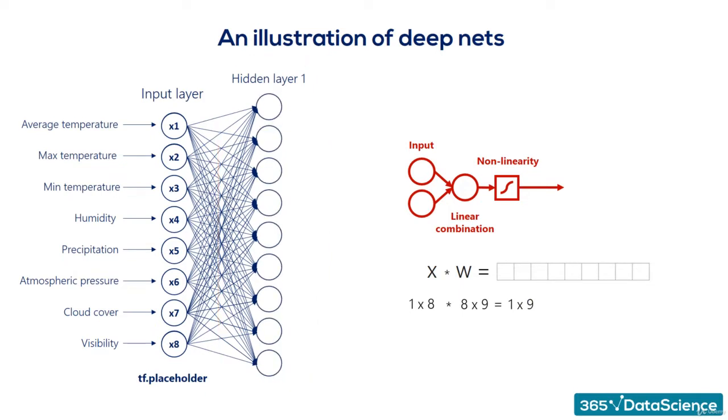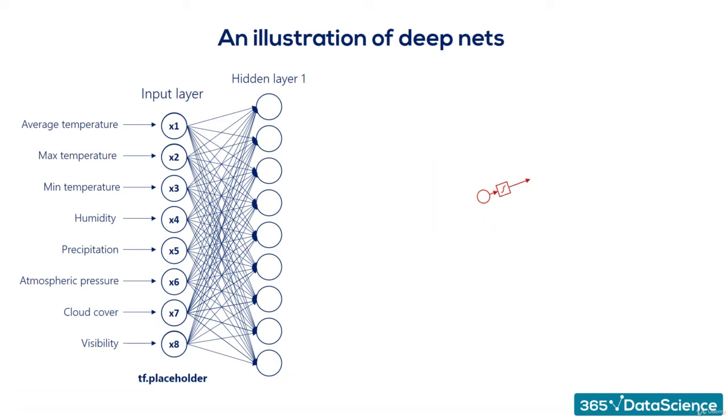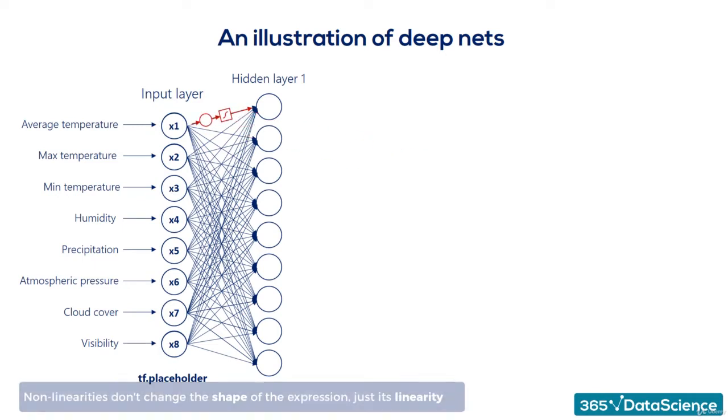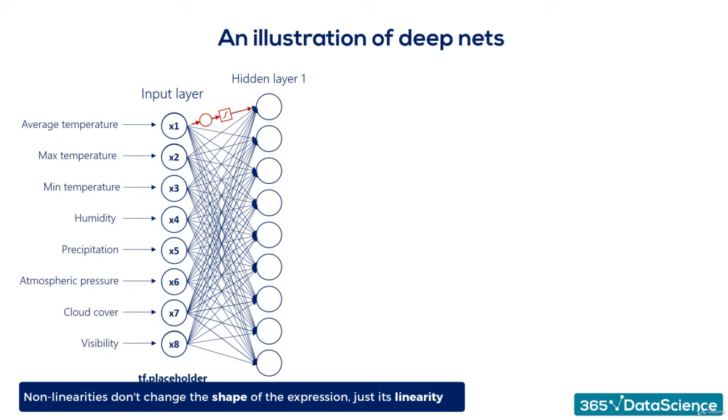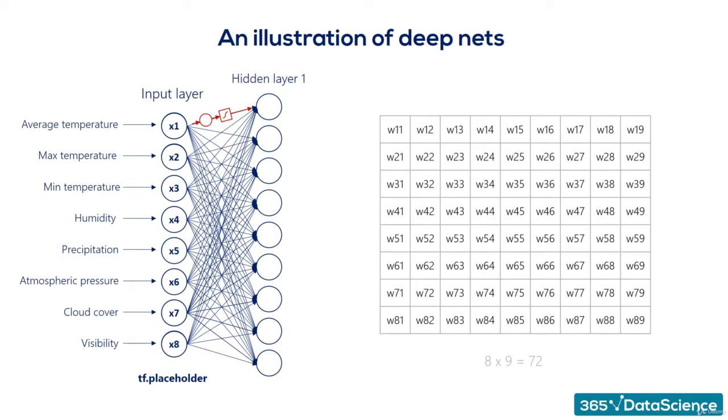Okay, all these arrows will get us from the inputs to the first hidden layer. Each arrow represents the mathematical transformation of a certain value. So, a certain weight is applied, then a nonlinearity is added. Note that the nonlinearity doesn't change the shape of the expression, it only changes its linearity. Okay, so arrows represent weights and nonlinearities, right? But how many weights are there? The weights matrix was 8 by 9, so there are 72 weights. Well, guess what? We also have 72 arrows.